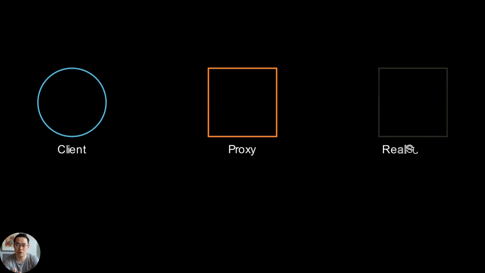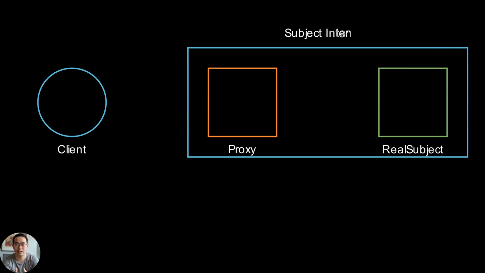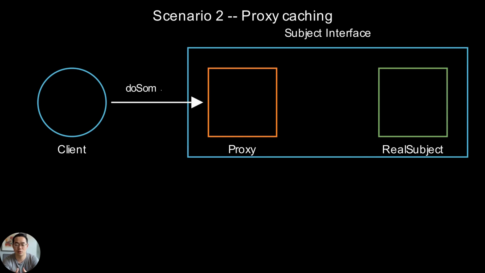Let's explore another powerful use for the proxy pattern, using the same core components: the client, the proxy, the real subject, and their shared subject interface. In this scenario, we'll see how a proxy can be used to cache results and improve performance. As before, the client sends a request, and the proxy first performs its gatekeeping duty with an access control check.